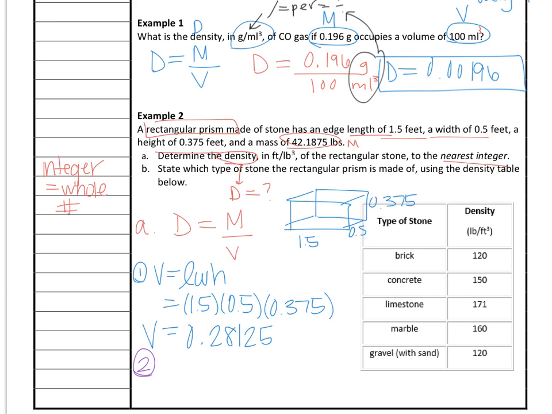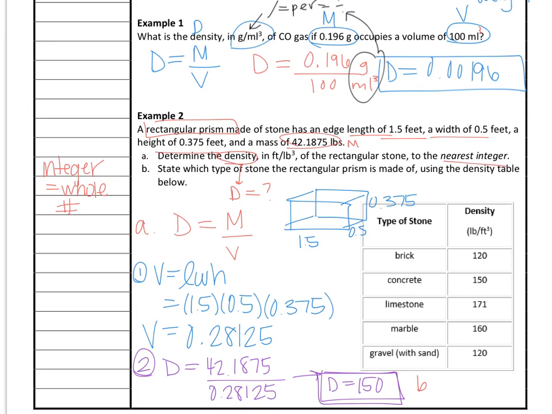And again, this is all for part A, where D is equal to the mass, which we had 42.1875, divided by the volume, which was 0.28125. So now I'm typing that into my calculator. I know it's looking pretty messy, but once you type it in, we should get a pretty nice number, which is 150. So I'm going to box that in because that's definitely an answer that we need here. That was for part A.